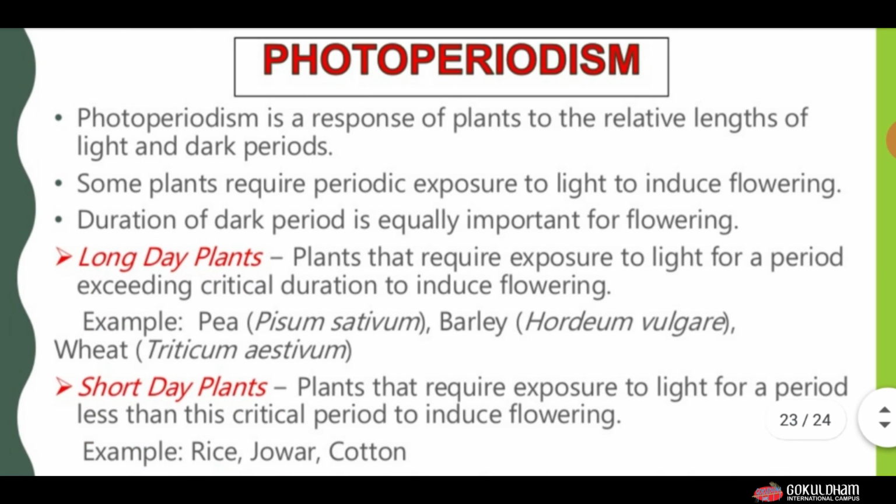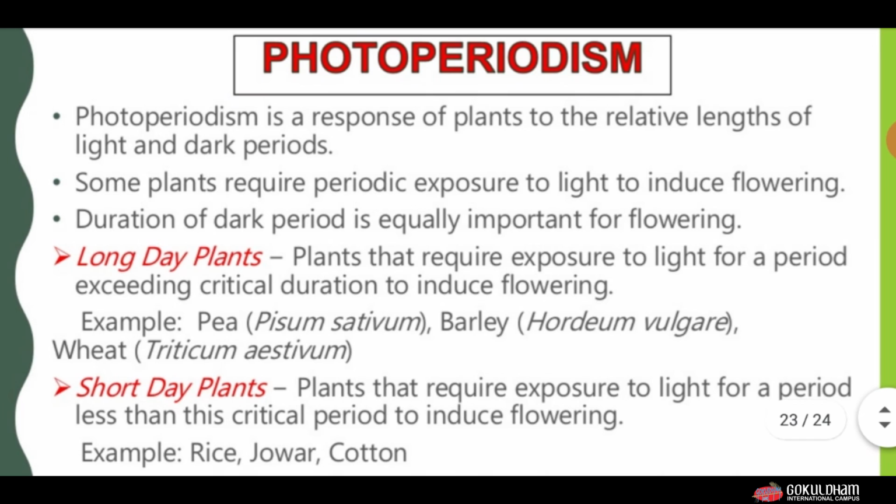Now let us see the next point, photoperiodism, which is an important phenomenon that takes place in plants. So let us see what photoperiodism is. Photoperiodism is a response of plants to the relative length of the light and dark period. Means ये photoperiodism है वो एक तरह का रिस्पॉन्स है ऑफ प्लांट, which means it is dependent on the length of light and dark period.